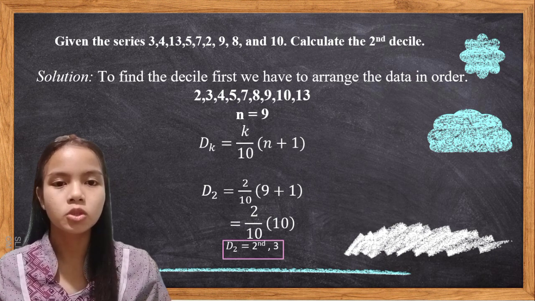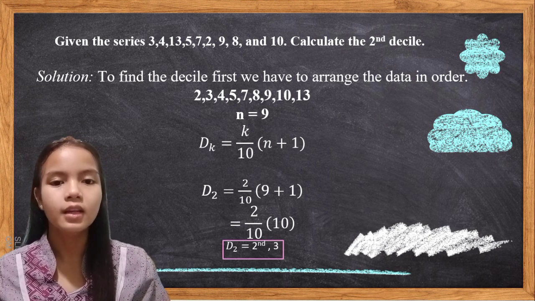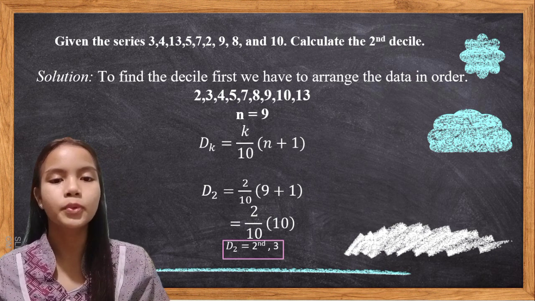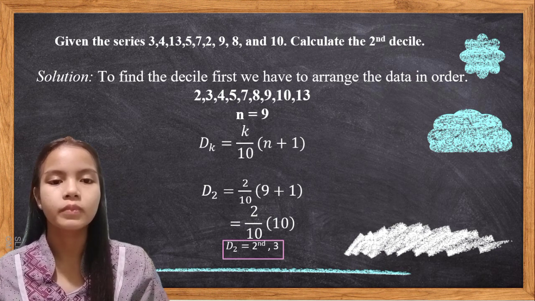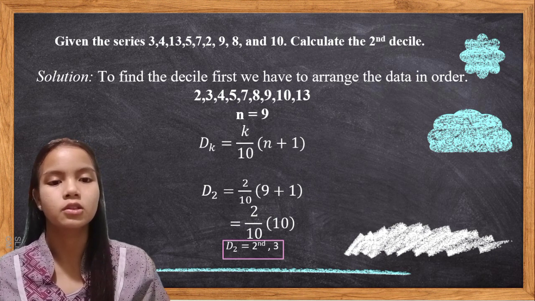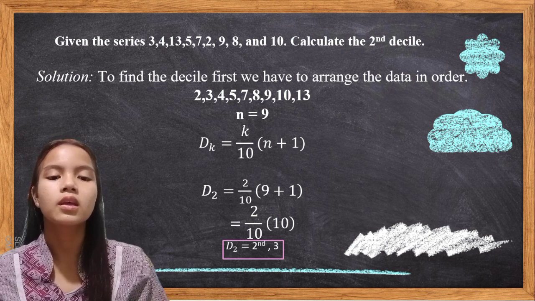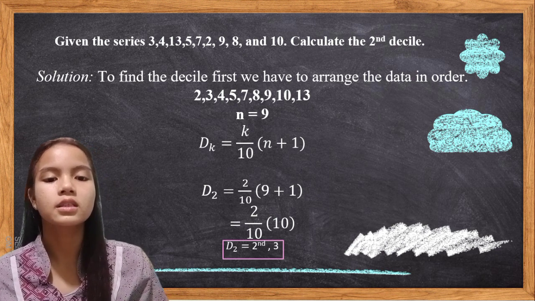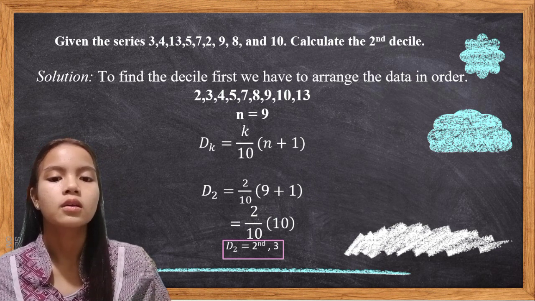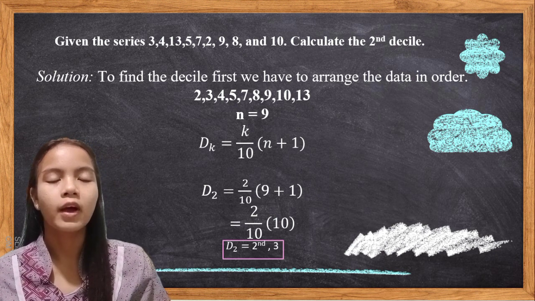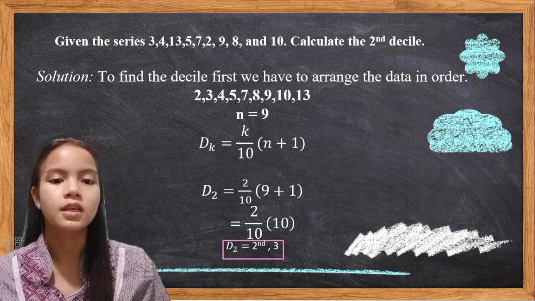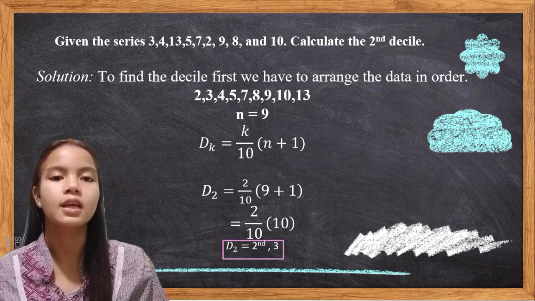So we need to substitute the given. Decile or D sub 2 is equal to 2 over 10 times 9 plus 1. So it equals 2 over 10 times 10 because 9 plus 1 is equal to 10. So 2 over 10 times 10 is equal to 20 over 10. So 20 over 10 is equal to 2. So D sub 2 is equal to the second position. So the final answer is 3 because the second position of the given data is the number 3.